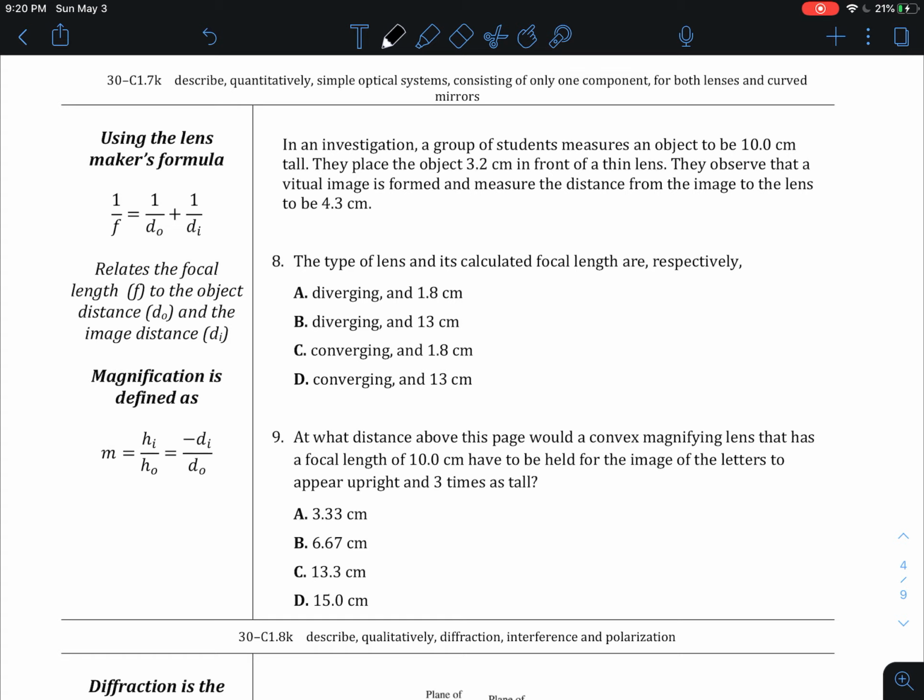All right, then we did some equations using the lens equation, or the mirror equation. 1 over f is equal to 1 over do, the distance of the object, plus 1 over di, the distance of the image. A few things you need to remember: if you have a converging lens or mirror, we're going to be using a positive focal point. And if it's diverging, we're always using a negative focal point.